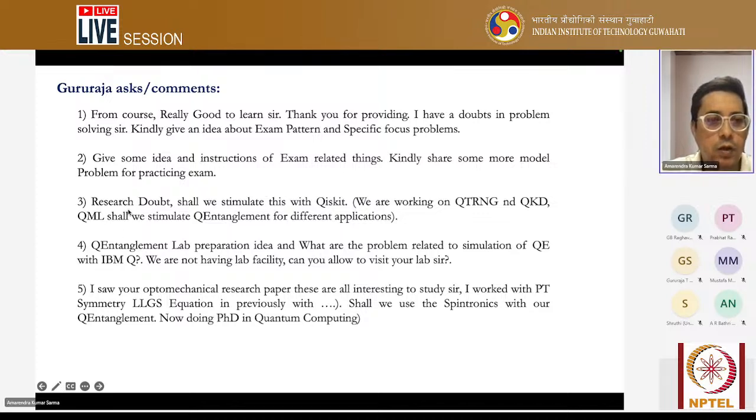Then your third question was a research doubt: shall we simulate this with Qiskit? We are working on Qtron, QKD, QL. That means you are talking about quantum machine learning, right? Okay. Yes, you may exploit Qiskit to do a lot of qubit manipulation.